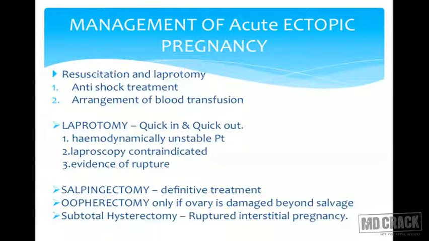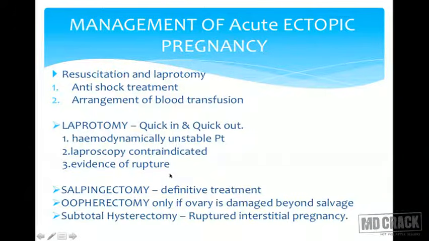Principle for laparotomy: quick in and quick out. You have to go in quick, stop the site of bleeding, because till you stop, whatsoever blood you are giving intravenously, it's not going to work because it's coming out from the other side. So quick in and quick out are the principle of the surgery in acute ruptured ectopic pregnancy. In a patient who is hemodynamically unstable, laparoscopy is contraindicated because it takes time. So laparotomy would be quick and much helpful to the patient.